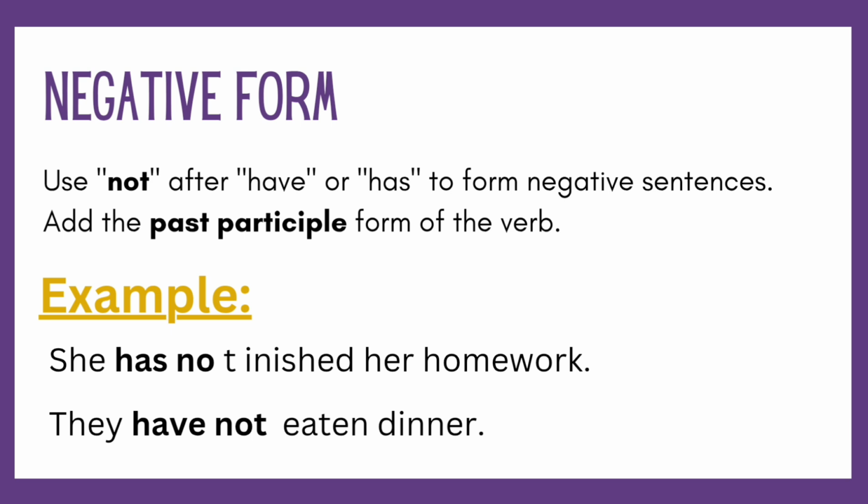Next is how to make negative form. We use not, after have or has, to form negative sentences and then add the past participle form of the verb. For example, she has not finished her homework. They have not eaten dinner.